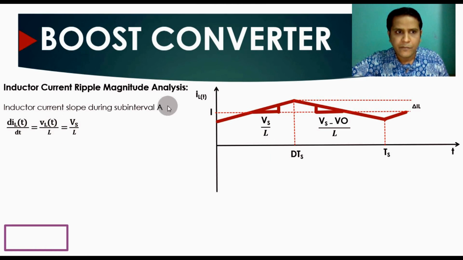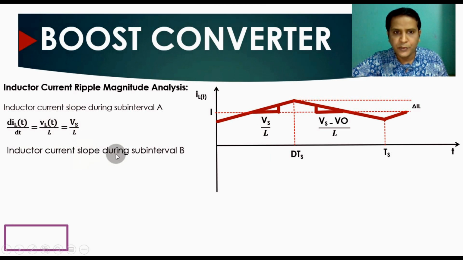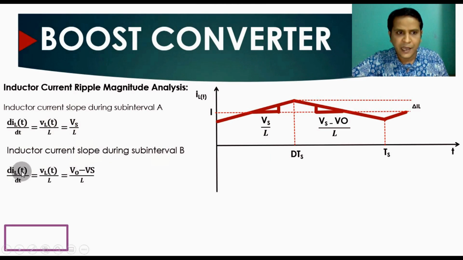Now, the inductor current slope during subinterval B is given by dIL over a time period T divided by dt equals VL over a time period T divided by L, and you know that the voltage across the inductor is Vs minus Vo. So for subinterval B, you have Vs minus Vo divided by L.